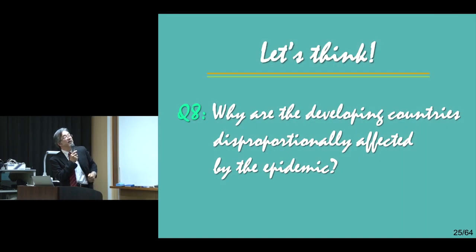So next question is why are the developing countries disproportionately affected in the epidemic? So we saw in the 20th century, the epidemic is generalized, especially in the sub-Saharan region. So in other districts, the epidemic is concentrated more or less to the particular population. So why is there a difference between the regions?